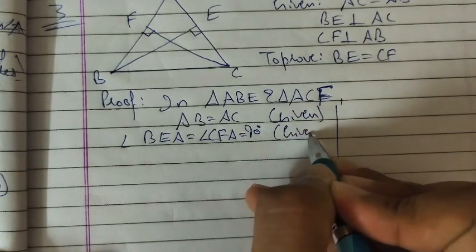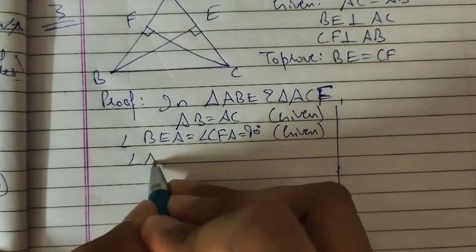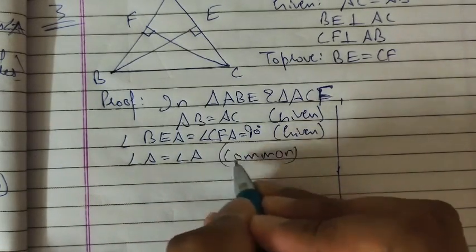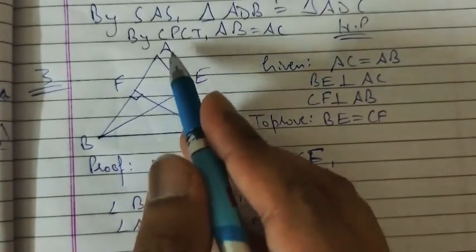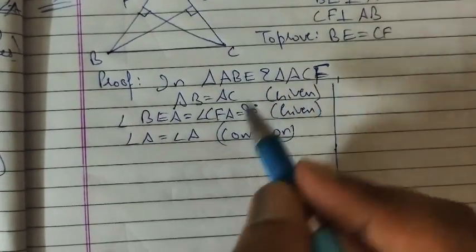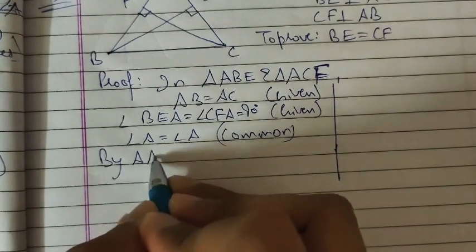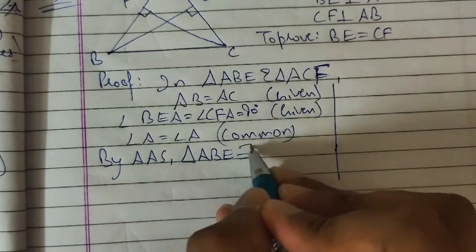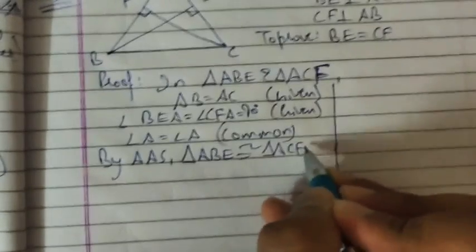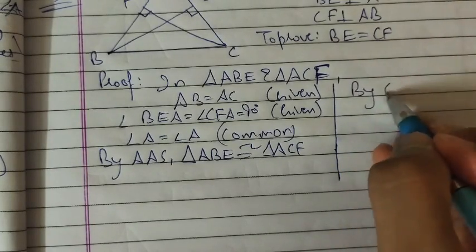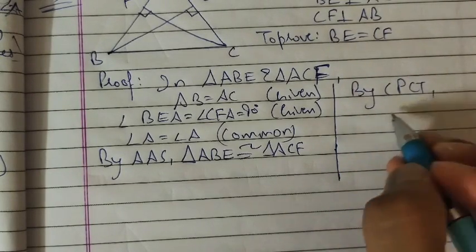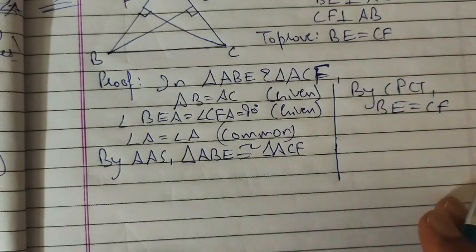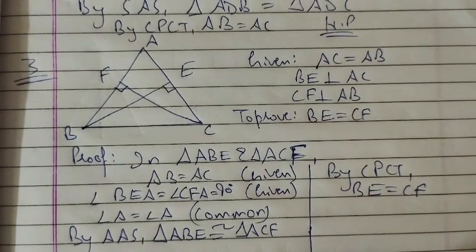This is also given. And angle A is equal to angle A, common. Angle A is common in both the triangles, in this triangle also and in that triangle also. So by angle angle side, triangle ABE is congruent to triangle ACF. So by CPCT, corresponding parts of congruent triangles, we can say BE is equal to CF. So this is question number third.